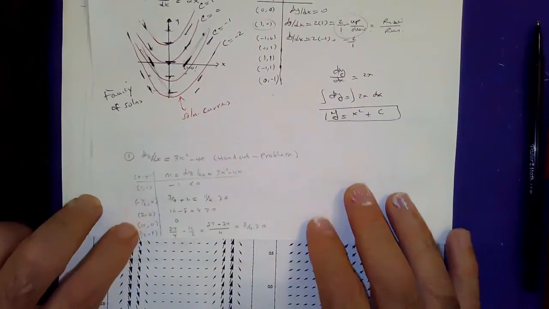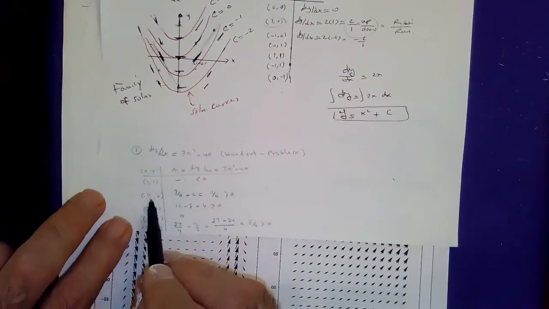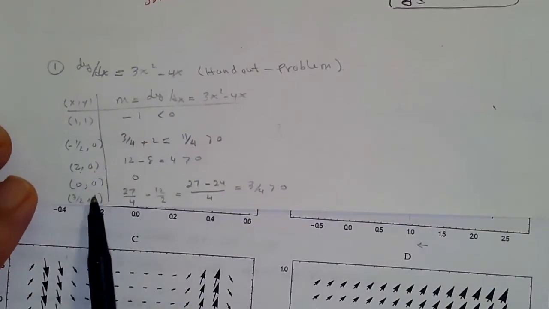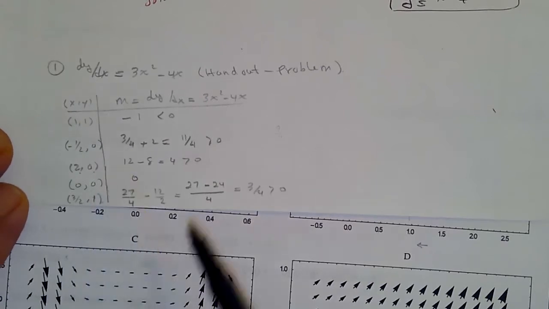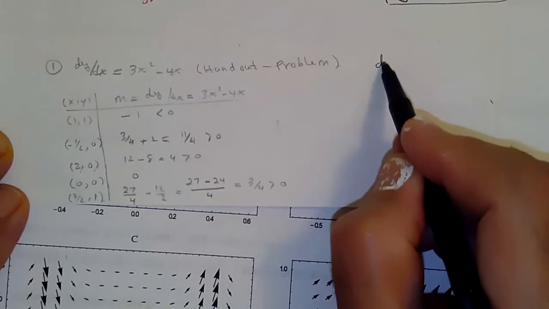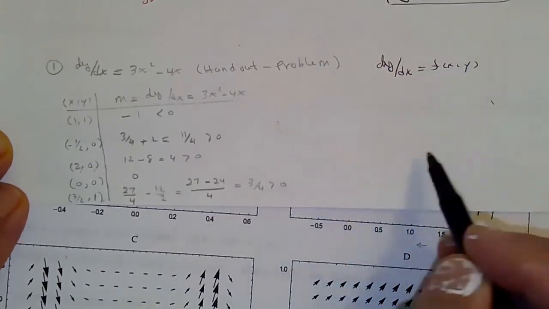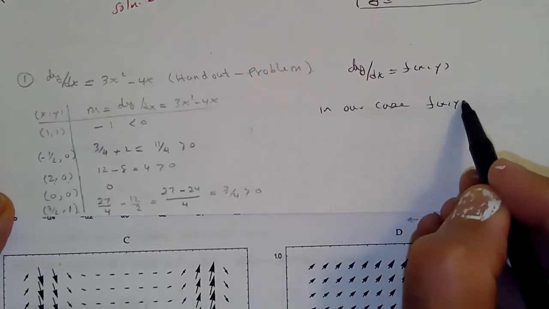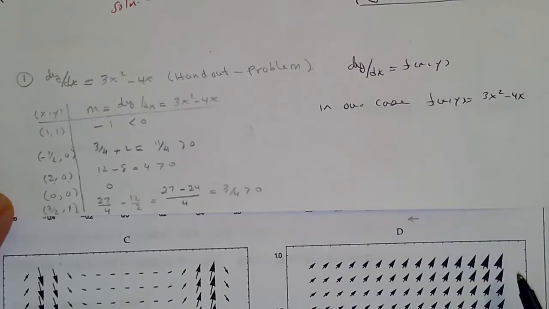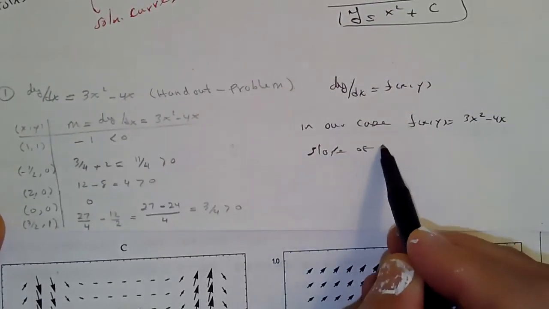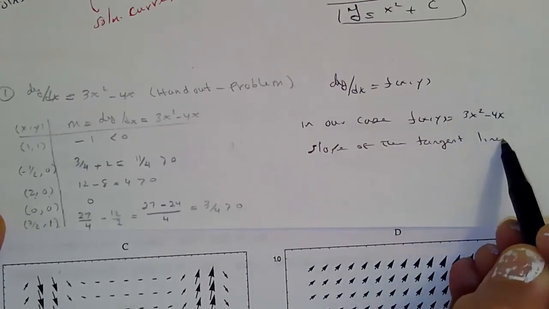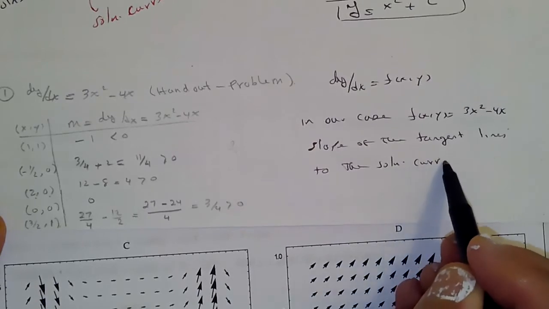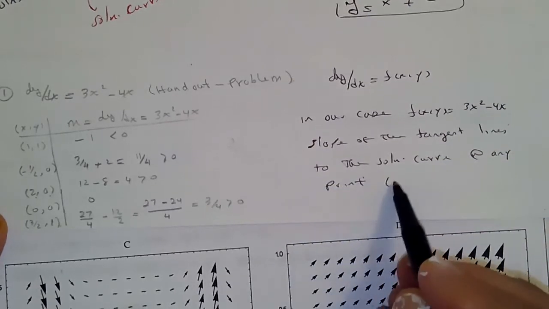I chose some random points: (1, 1), (-1/2, 0), (2, 0), (0, 0), (3/2, 1). Let me zoom in so you can see. Remember, the general equation looks like f(x, y), so on the right side you have a function of x and y. In our case, f(x, y) happens to be 3x squared minus 4x, correct? This is the slope of the tangent lines to the solution curves at any point (x, y).